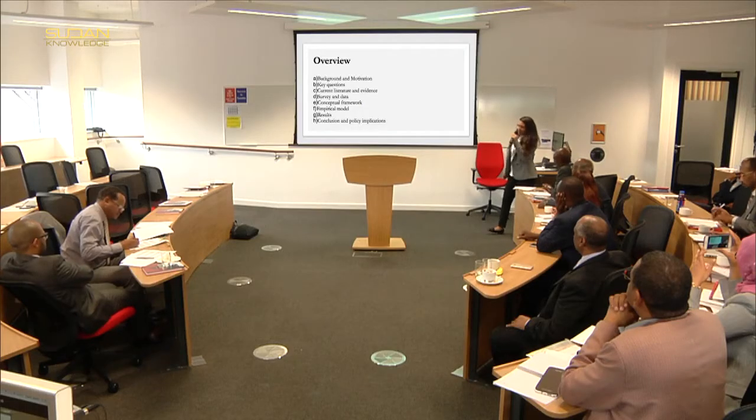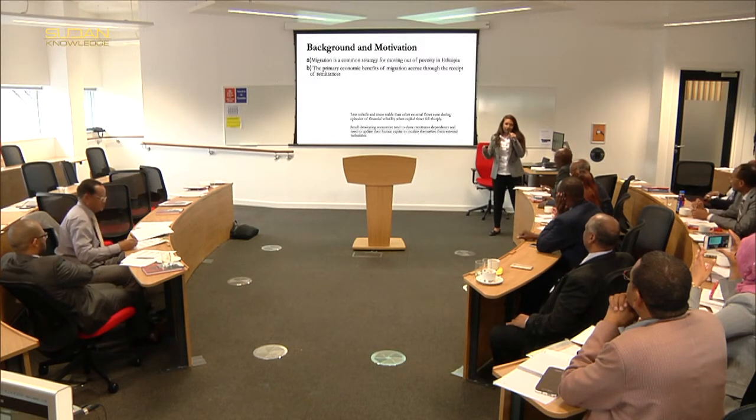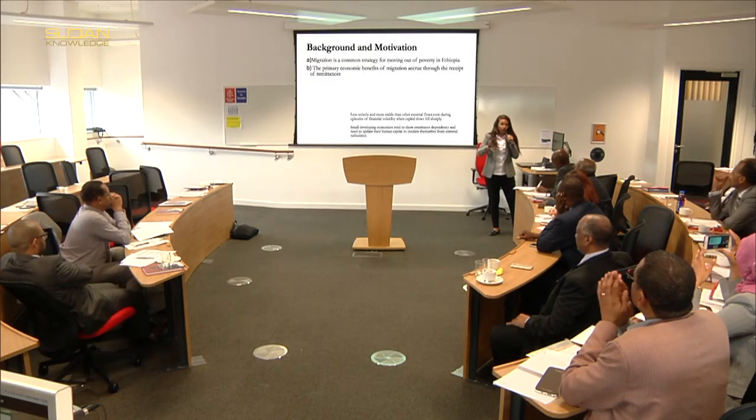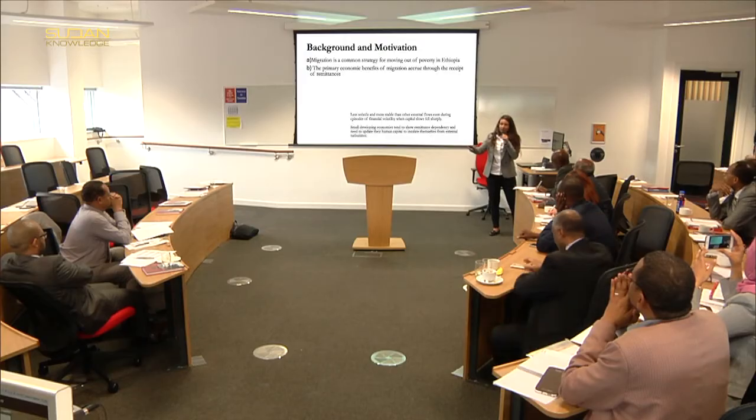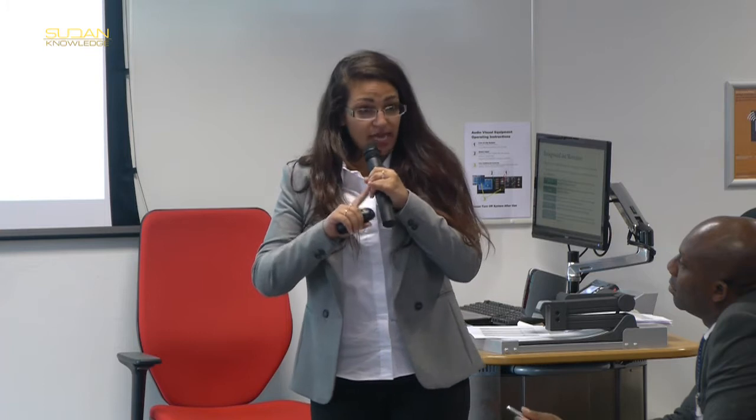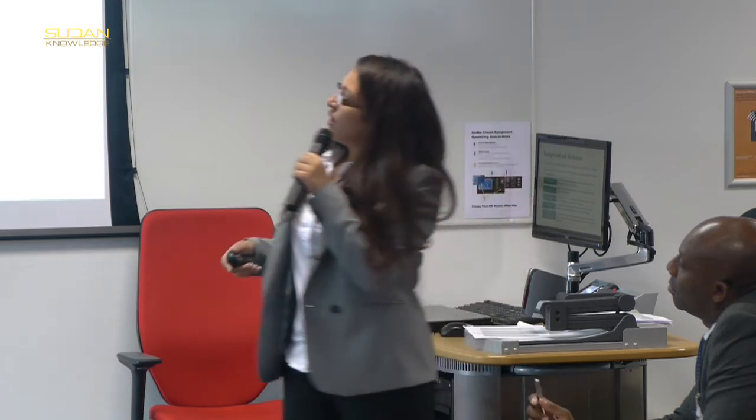Okay, so just to give you a bit of background, before I start, I want to define what I mean by migration. When I say migration, I'm referring to internal migration, when people move from rural to rural areas or rural to urban areas. And when I refer to international migration, I'm referring to people who move from either rural or urban areas to other countries. In the case of Ethiopia, a lot of migrants move to Sudan, Saudi Arabia, Israel, and the USA. Those are the four most popular destinations for Ethiopian migrants.